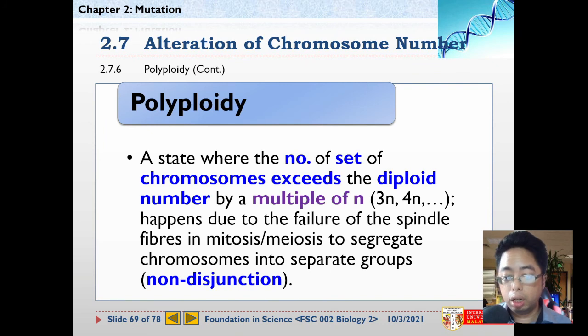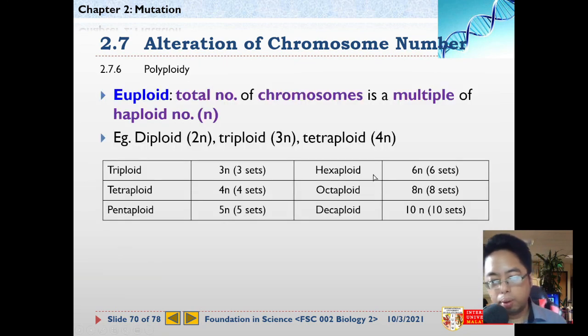Polyploidy is a state where the number of sets of chromosomes exceeds the diploid number by a multiple of n. This happens due to the failure of spindle fibers in mitosis or meiosis to segregate chromosomes into separate groups. This is called nondisjunction. You have euploid, where the total number of chromosomes is a multiple of the haploid number, which is n. For example, you have diploid. Diploid is normal, double the number of a single set of chromosomes.